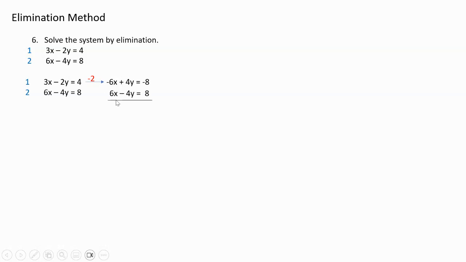If you notice, everything on the left side will cancel, and also on the right side will cancel. So we got 0 equals 0, which means it's infinite solutions. And this is called a consistent dependent system.